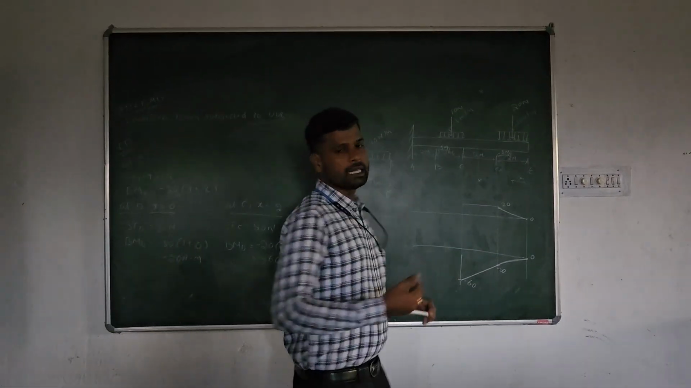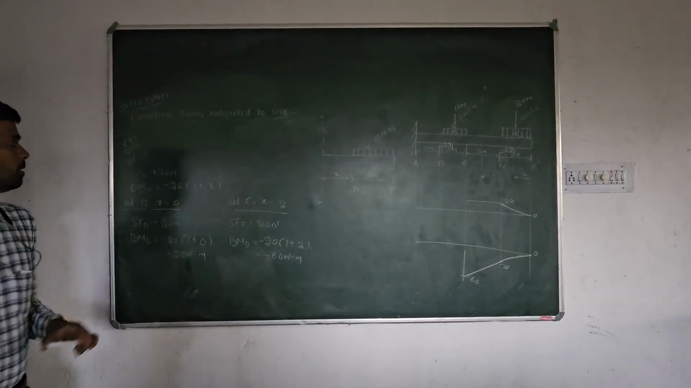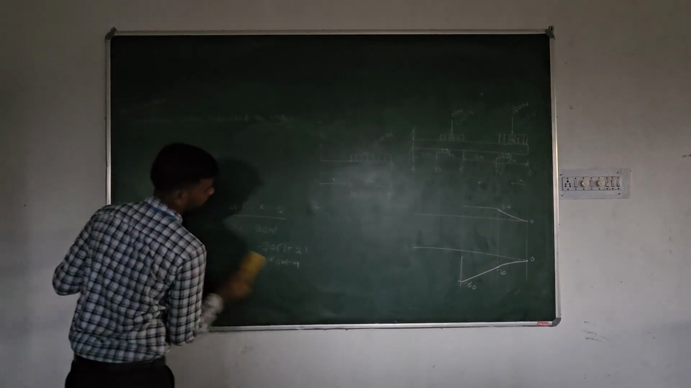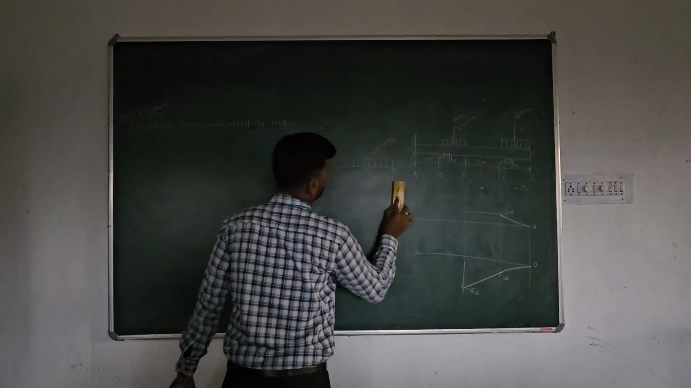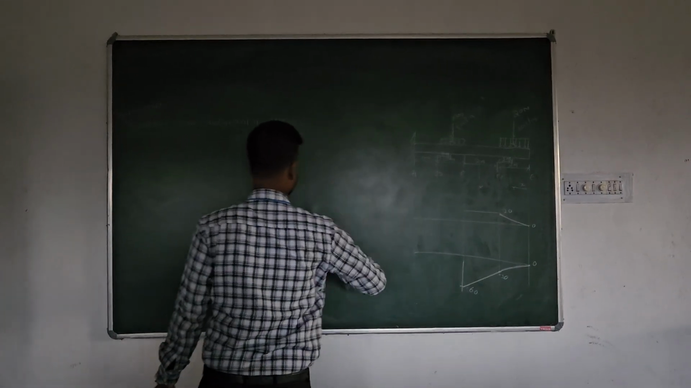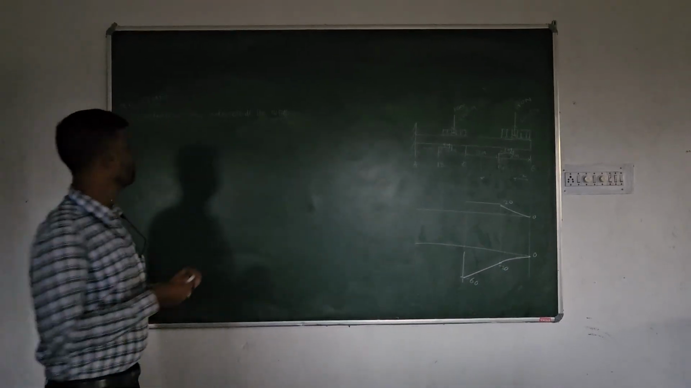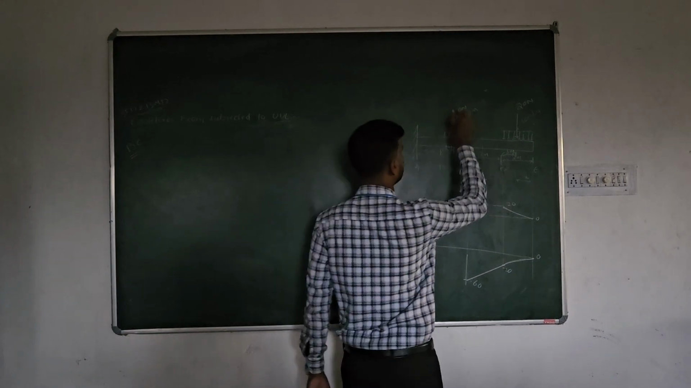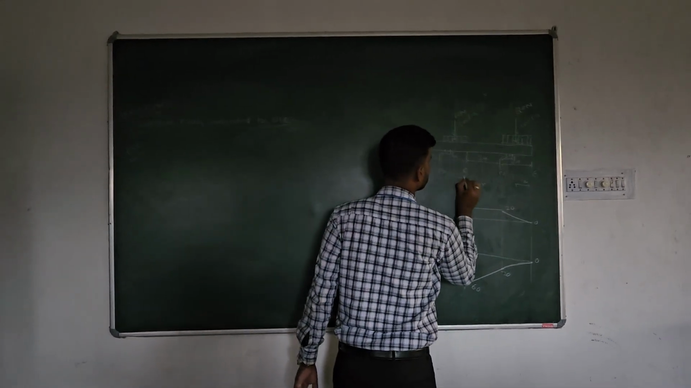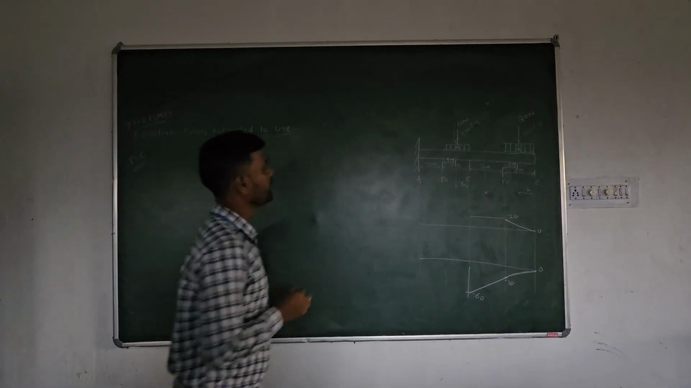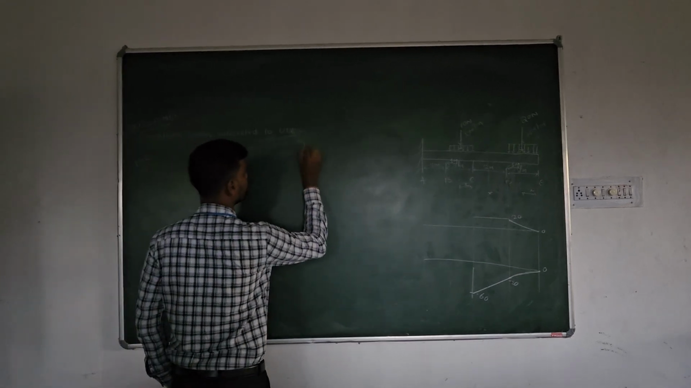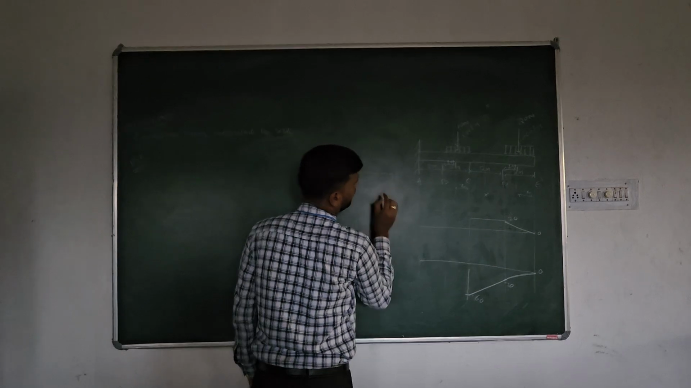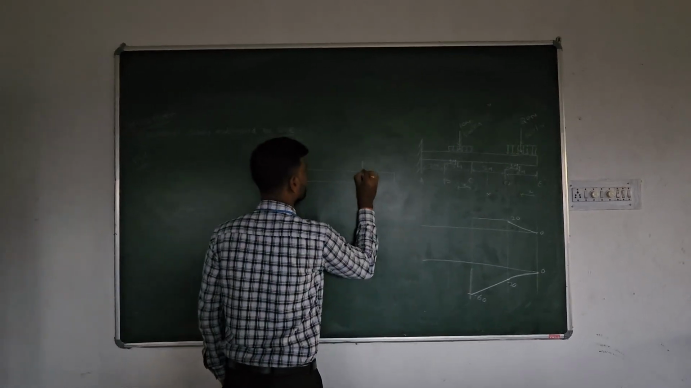Up to CD it is clear. Now let us go to section BC. For section BC, what do we have to do? We have to take a cross section here that is x distance from C. Okay, now let us draw that one. This one like this, and from D to E.